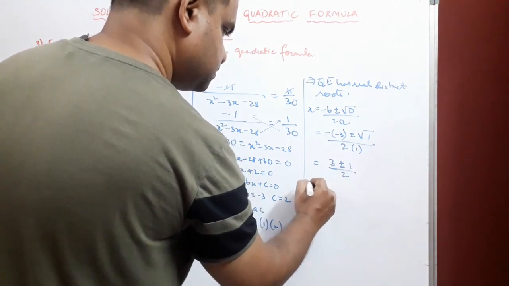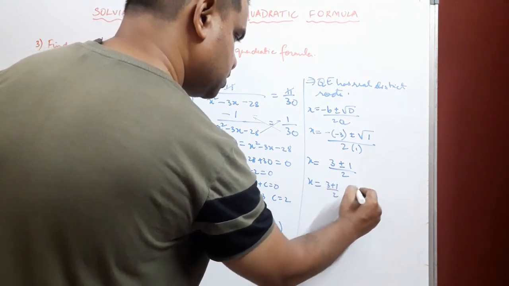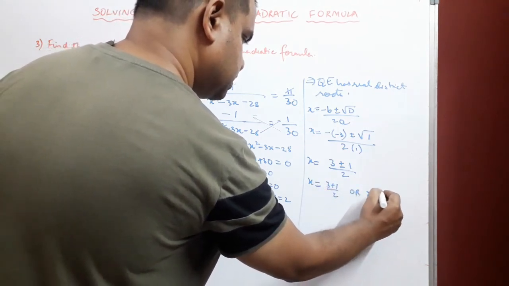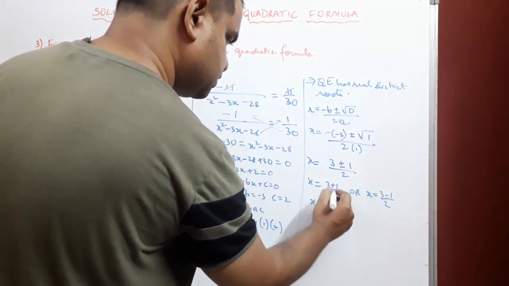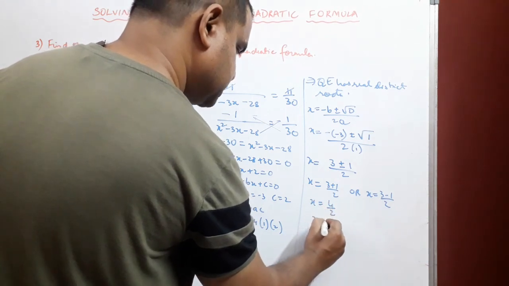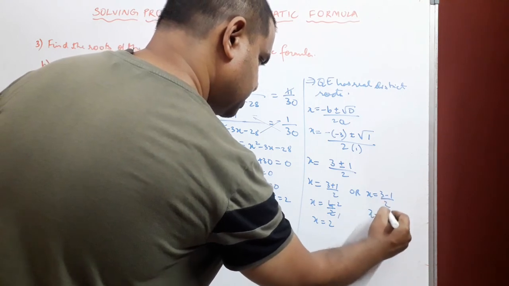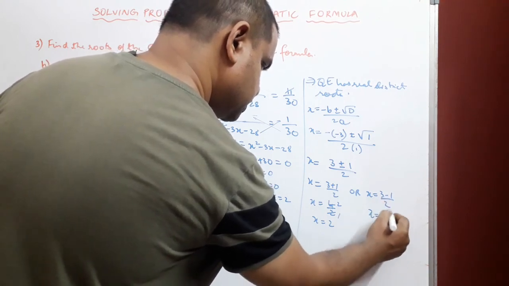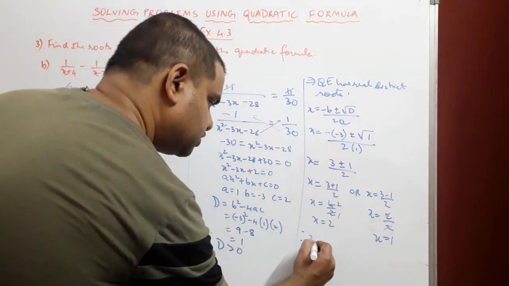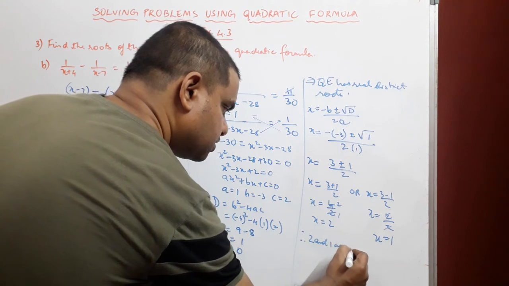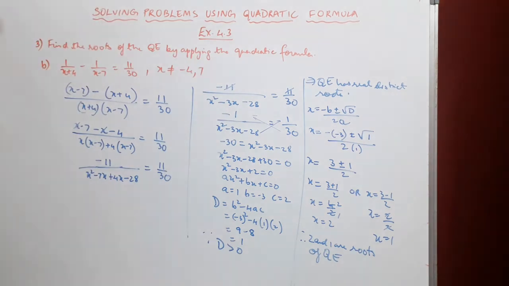So this is x. So x can be written as 3 plus 1 upon 2, or x equal to 3 minus 1 upon 2. Now if x is equal to 3 plus 1 upon 2, we get 4 upon 2, which means x is equal to 2. So 2 on the 2, 2 2s are 4. And in this case, x is 3 minus 1, so 2 upon 2. 2 and 2 cancel, we get x equal to 1. And therefore, we can conclude that 2 and 1 are roots of the quadratic equation.